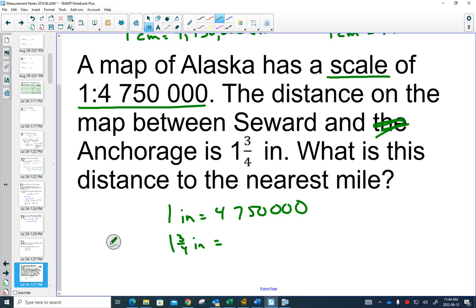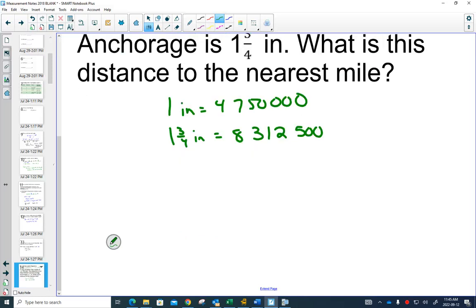1 3/4 doesn't go nicely in my calculator. What did I type in my calculator instead? 1.75. Okay? So there I used the shortcut. I multiplied because I knew I need to get more. If you were like, I don't know if I should multiply or not.